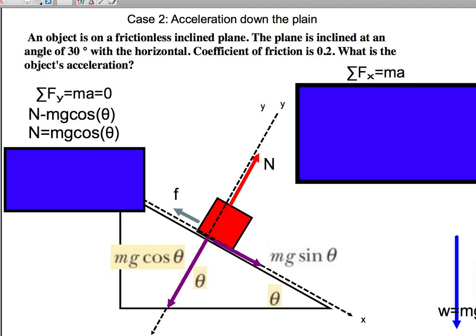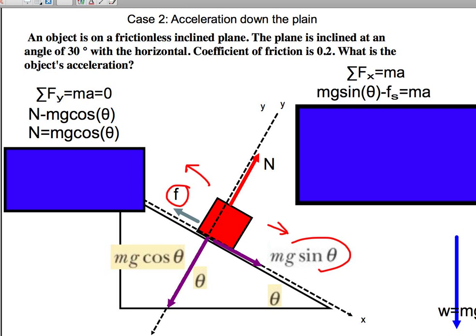So there are these two forces in the x direction. There is this force down the plane, and up the plane is the frictional force. So this minus this has to equal ma. So mg sine theta down the plane, that's the positive direction, minus the force of friction up the plane has to equal ma. Now the force of friction is mu times the normal force. That's the force of friction right here, and the normal force is given by that equation right here.